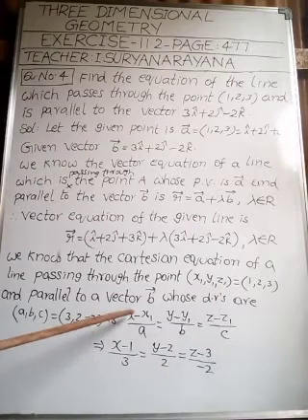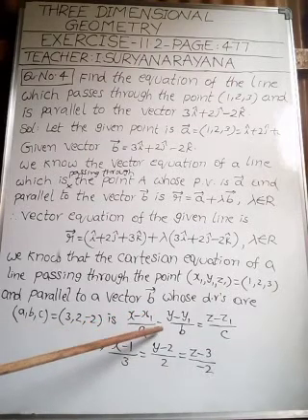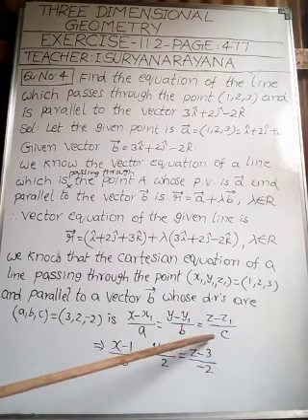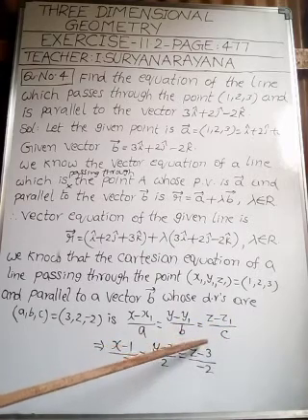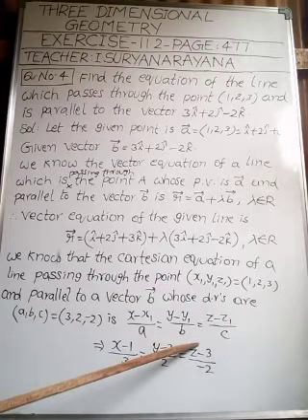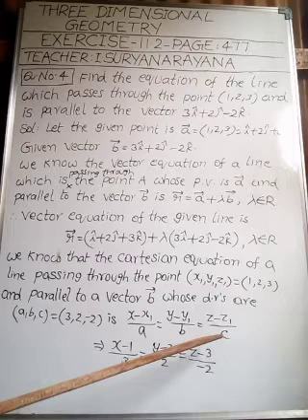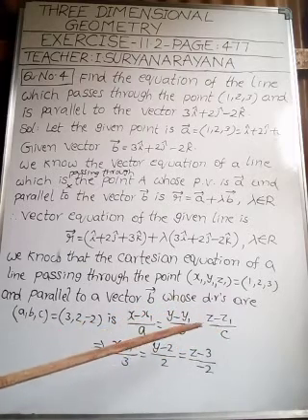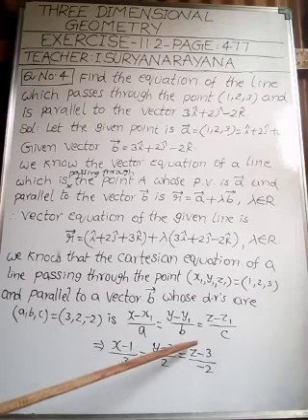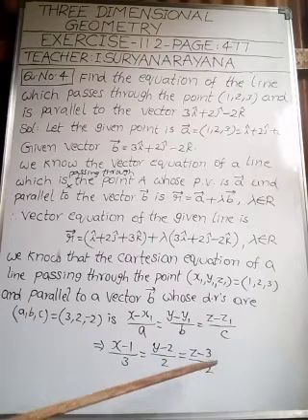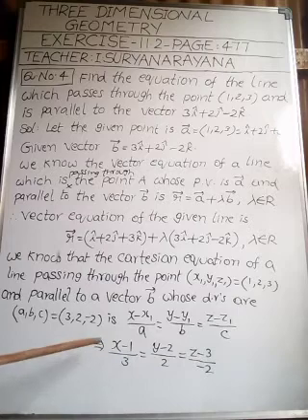Right. It is x minus x1 by a is equal to y minus y1 by b is equal to z minus z1 by c. You have to remember this formula for this question to write the equation of a line in the Cartesian form. Simply, you have to substitute the values of x1, y1, z1 and a, b, c in this equation. Then we get the Cartesian equation of the required line. Okay, my children, understood this step?